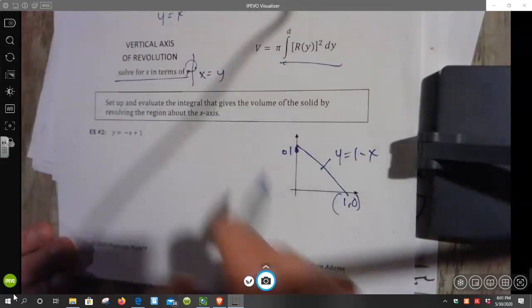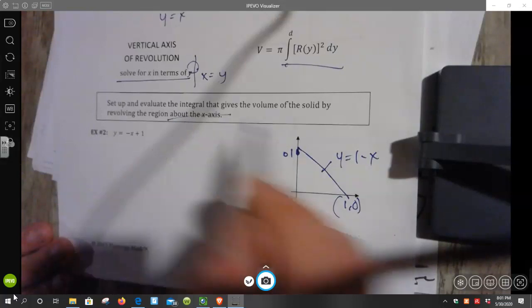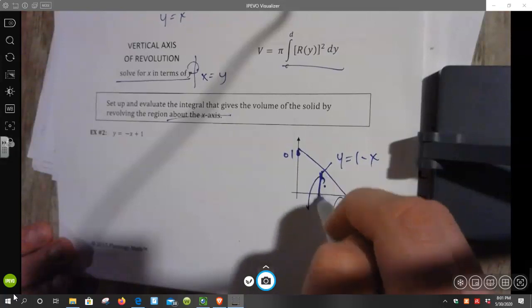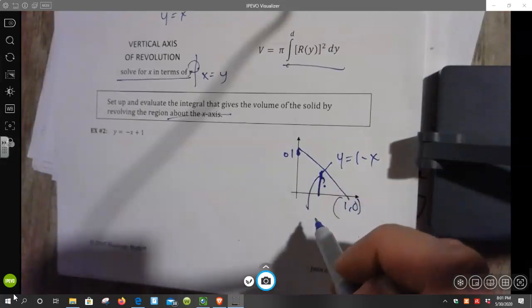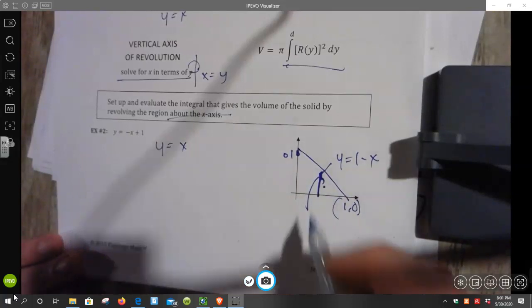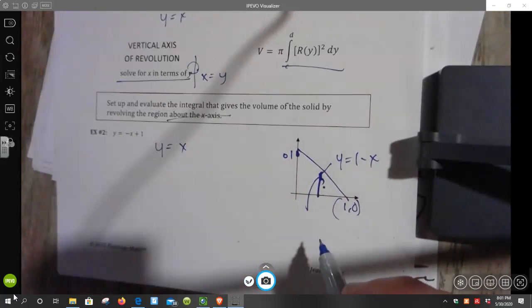And then, what do they want us to do? Revolve it on the x-axis. Since we're going around the x-axis, we're going this way. Okay. We're going to have y in terms of x, since we're going around the x-axis. We're going to have x's in there.